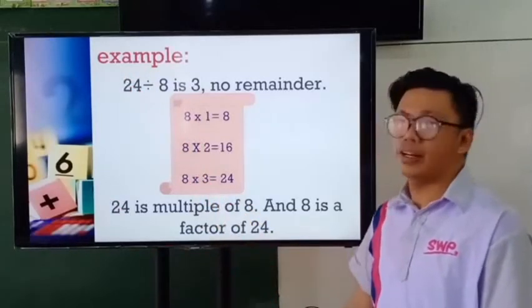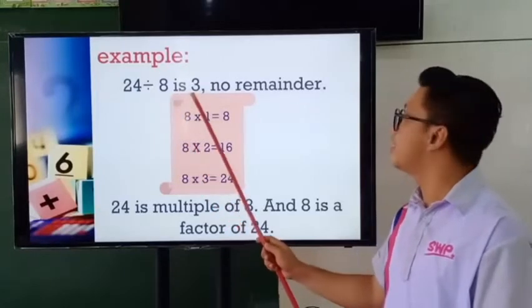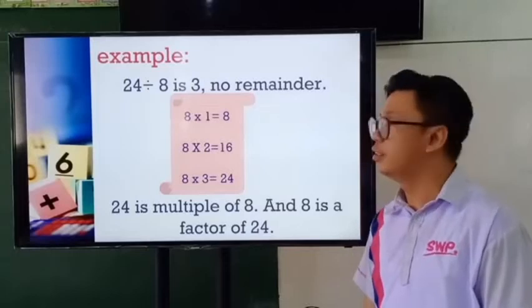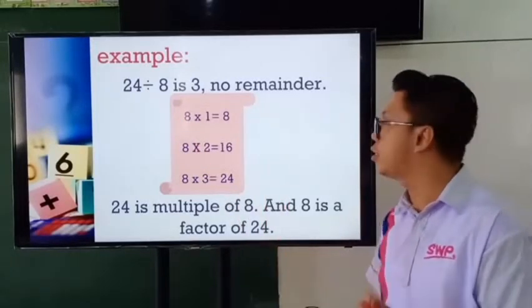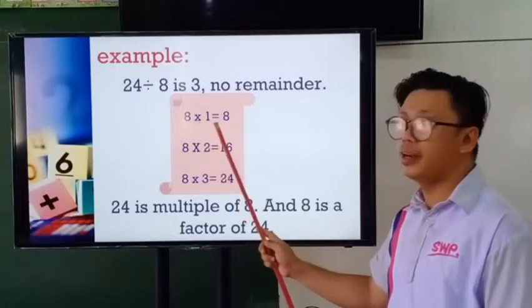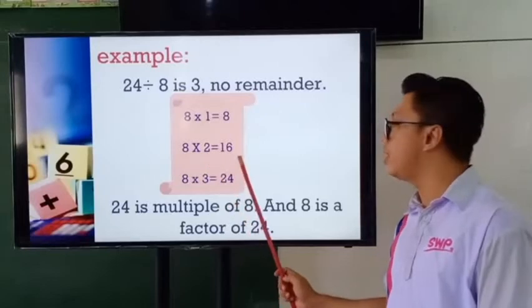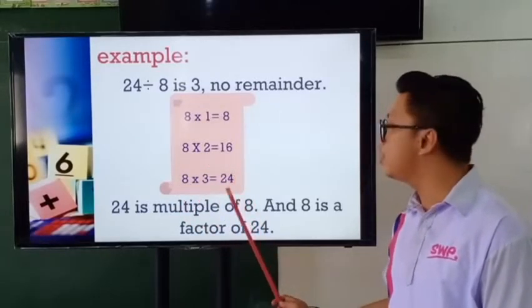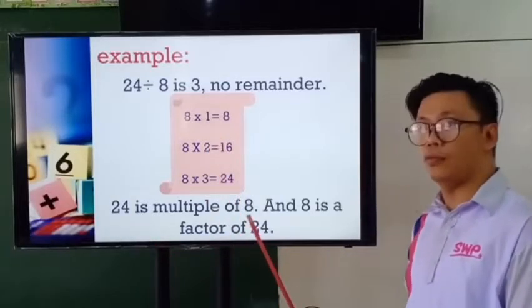Here we have an example. 24 divided by 8 is 3, so it means there is no remainder. Look at this: if we use multiplication, 8 times 1 is 8, 8 times 2 is 16, 8 times 3 is 24. So it means 24 is a multiple of 8.